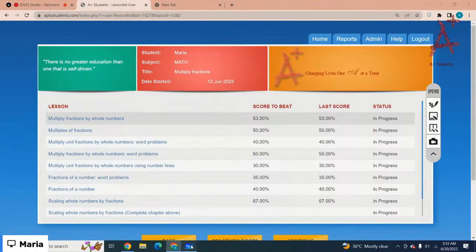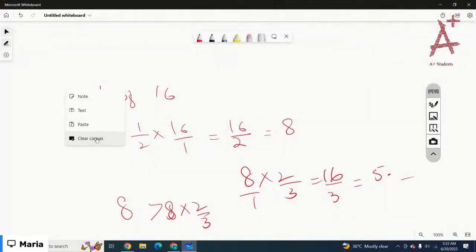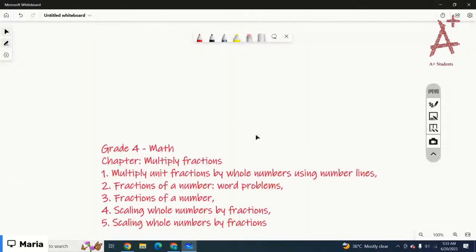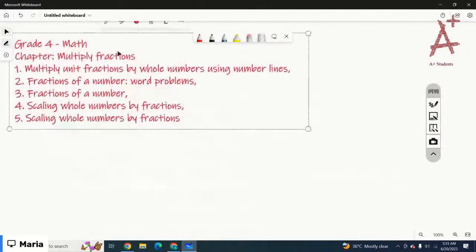So we were working on grade 4 maths, and we are working on the chapter multiply fractions. Lessons we have covered today are multiply unit fractions by whole numbers using number lines, fraction of a number word problems, fractions of a number, and scaling whole numbers by fractions. So please make sure before the next session you complete all the test questions for the lessons we did today. If you need more help with any of the lessons, you can contact any tutor on Skype. They are available from Monday to Friday, 5 to 9.